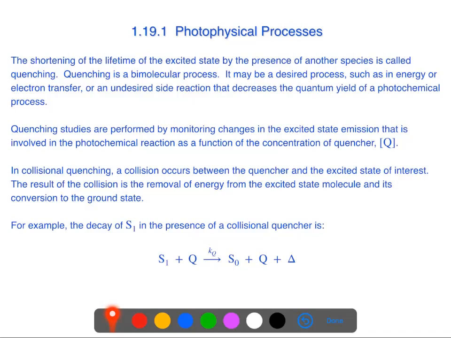For example, the decay of S1 in the presence of a collisional quencher is shown, where our first excited singlet state interacts with a quencher molecule in a bimolecular collision with a rate constant K subscript Q. As a result of this collision, we end up with our ground state molecule S0, the quencher usually unaffected, but during the process, the energy associated with the S1 is lost in the form of heat.